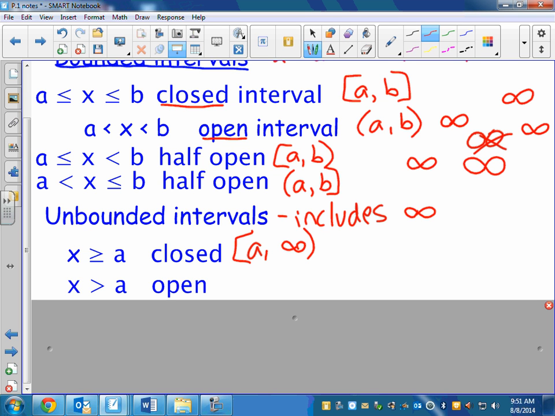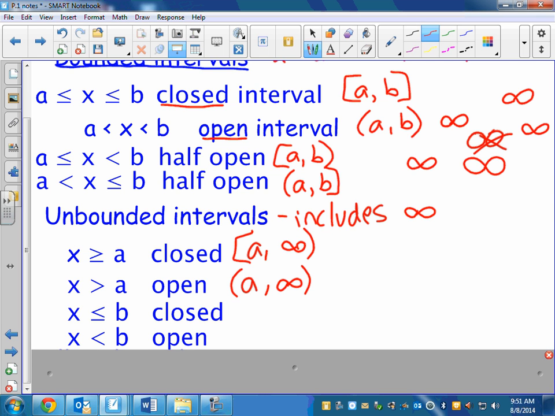Infinity is always a parenthesis, and if you think about it, you can never reach infinity, so you can never put a bracket around infinity because it's never included, right? No matter the biggest number you can ever think of, you can always just add 1 to it, and it's bigger. So you never put a bracket around infinity signs. And again, you might not want to write both of these down because you get the idea. But if it didn't include A and it was everything bigger than A, it's just from A to infinity.